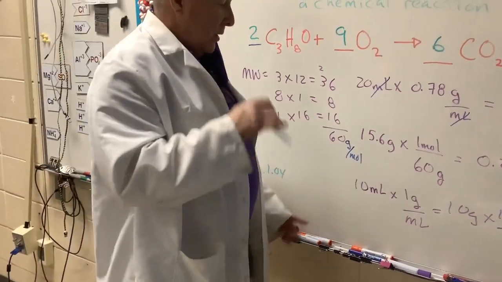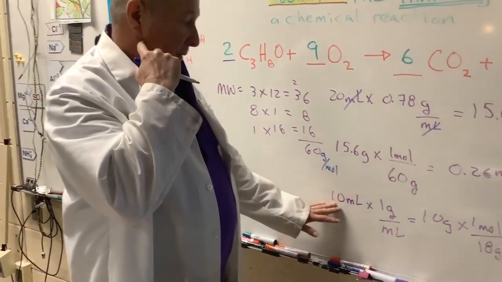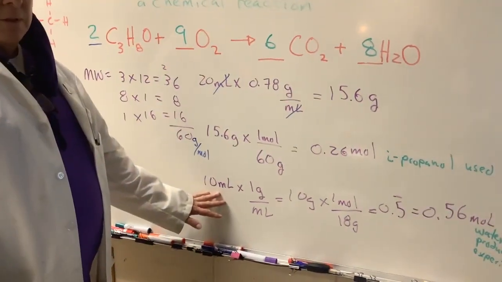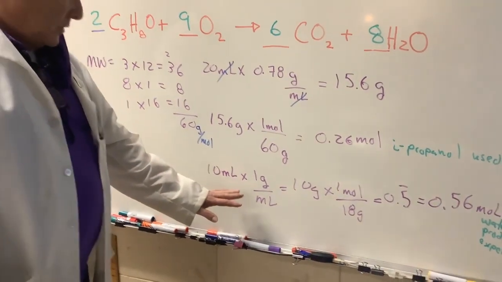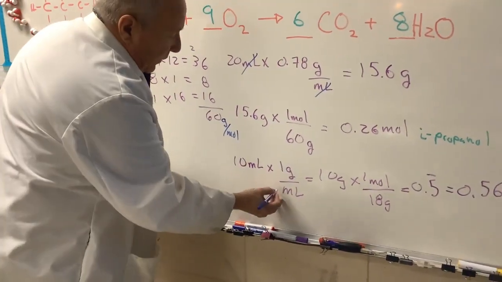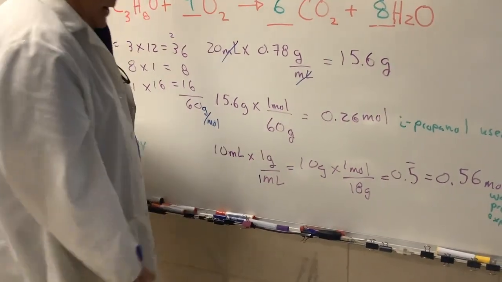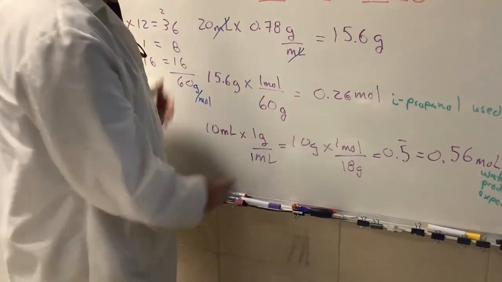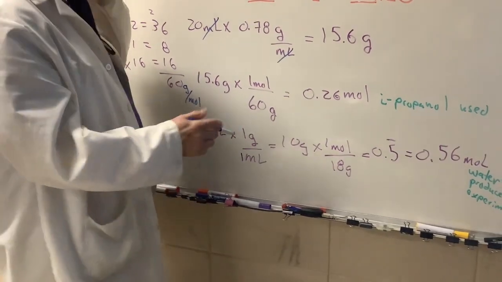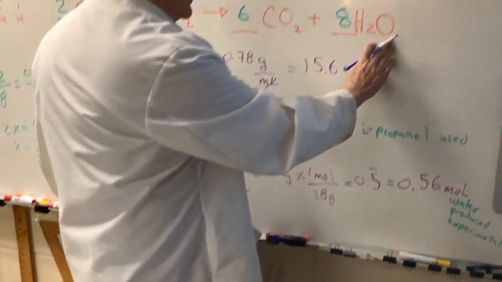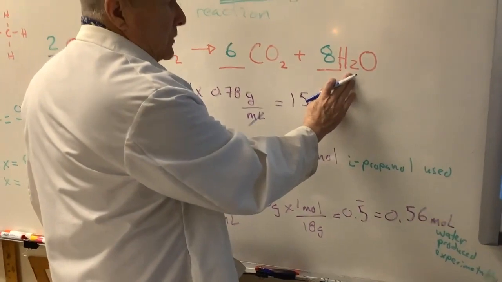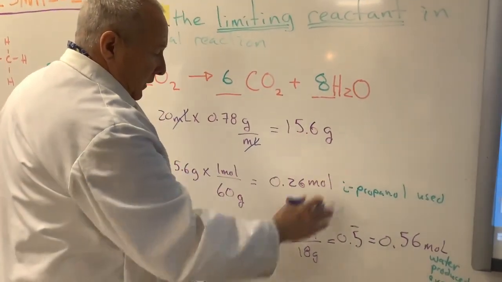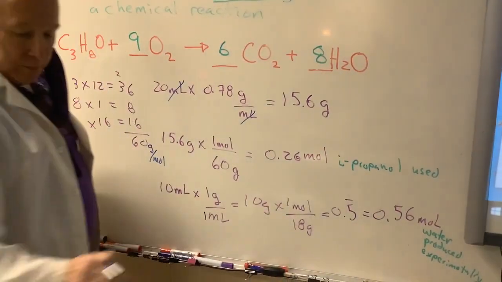But when we measured the water, there were 10 milliliters. Now, water is pretty convenient because it has a density of 1 gram per 1 ml. So 10 milliliters is equal to 10 grams. Water, H2O, oxygen 16, each hydrogen is 1. So water has a molar mass of 18 grams per mole.